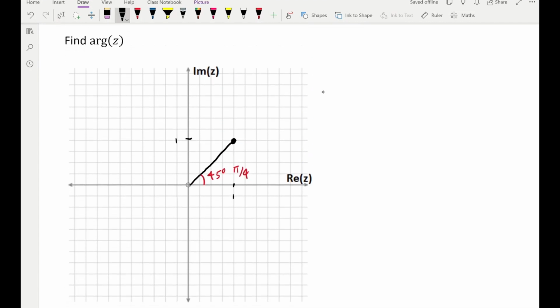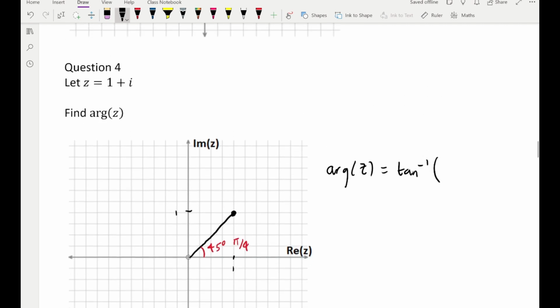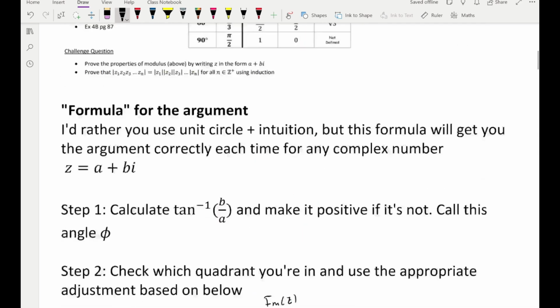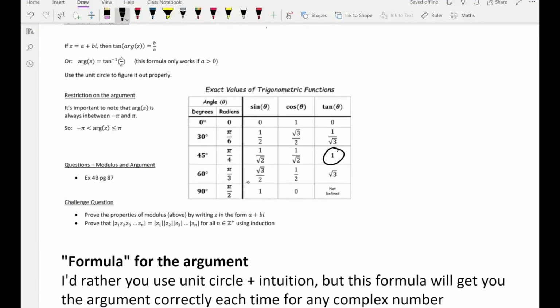The argument of z equals inverse tan. Now the imaginary bit was 1 and the real bit was 1. So that's going to be 1 over 1. It's inverse tan of 1, which if you use your trig table, we should be able to find. I've got tan of 1 here, and the angle is pi over 4.